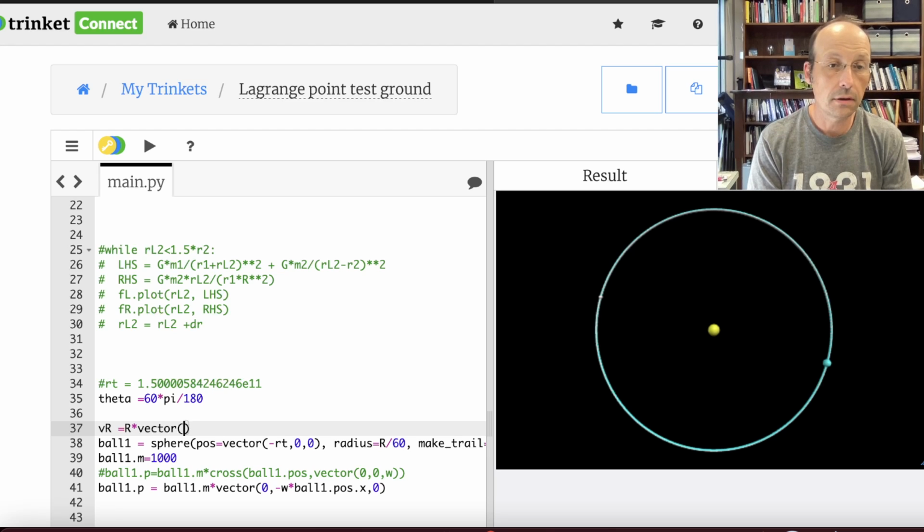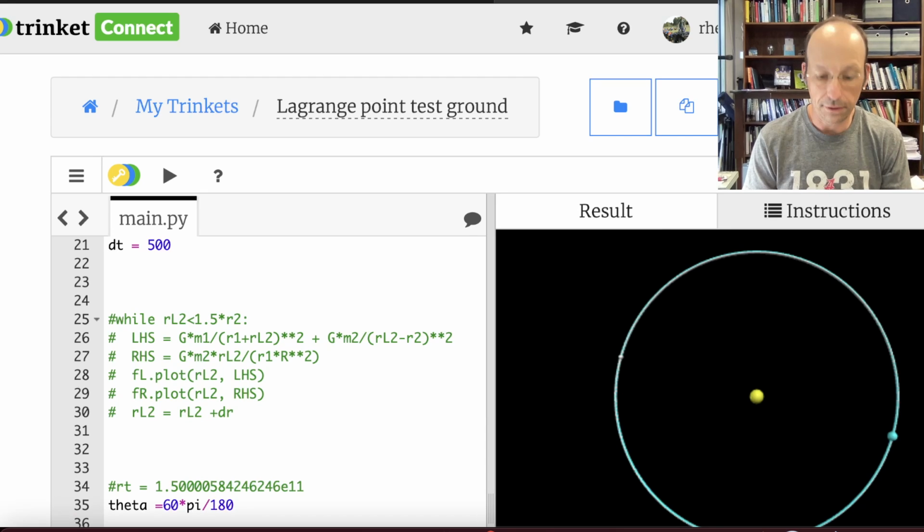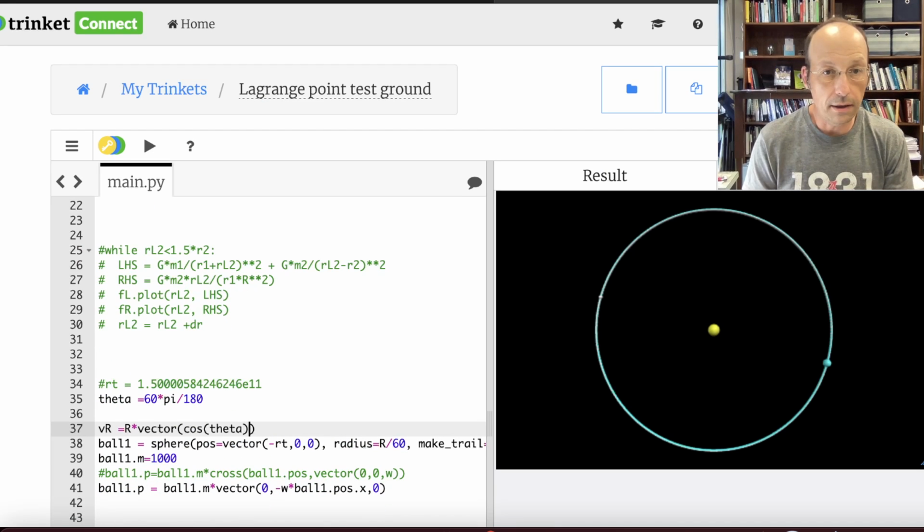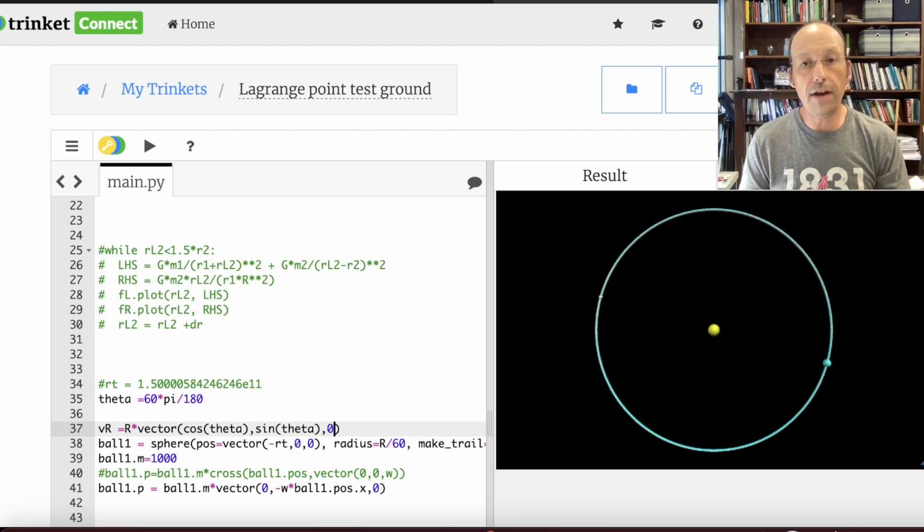vector cosine theta. Can you see that's big enough? That's too big. I like that. Sine theta, 0. So that's the vector from here, but I haven't added it to there yet.